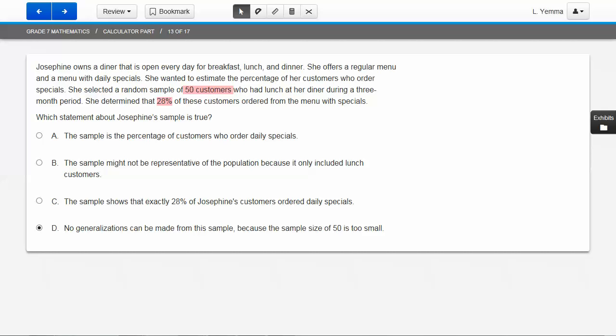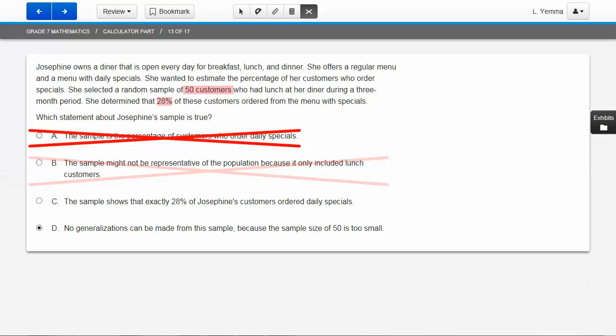Well, the sample size is the percentage of the customers who ordered it. No, the sample is the 50 total customers, so that's not right. Pow! The sample might not represent the population because it only includes lunch. I don't mind that answer so much because I was a server for a little bit, and lunch customers and dinner customers clearly don't do the same things. But that's not the best option, but I'm going to leave this one open just in case it is the only option. The sample shows that exactly 28% of Josephine customers.